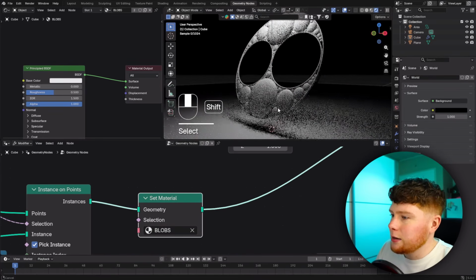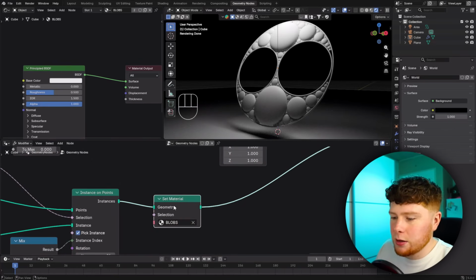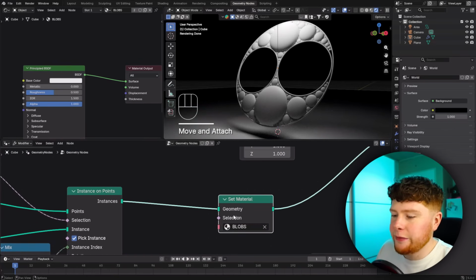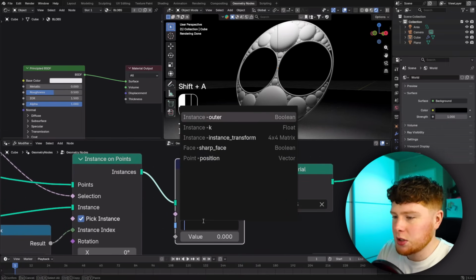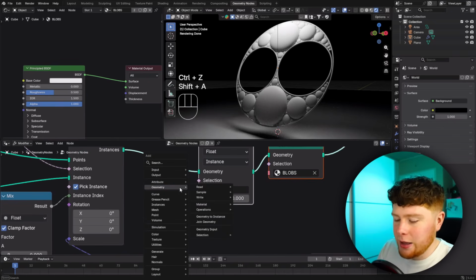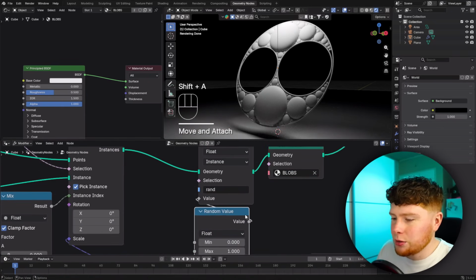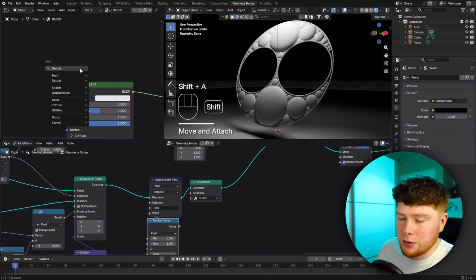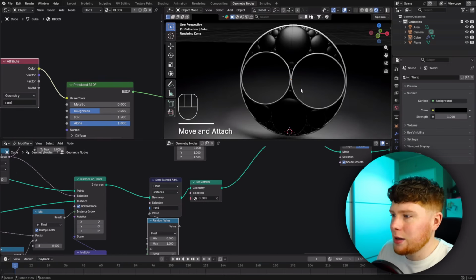Okay, I'm thinking let's give each blob a random color, and that we are going to do by assigning a random value in geometry nodes. So let's do a store named attribute node, which we set on rand, and we want to give each instance a random value. So let's do a random value node connected like so. And then if we go into the shader editor and we do an attribute node, which we set on rand, let's connect it like this. Then you see that doesn't really work.